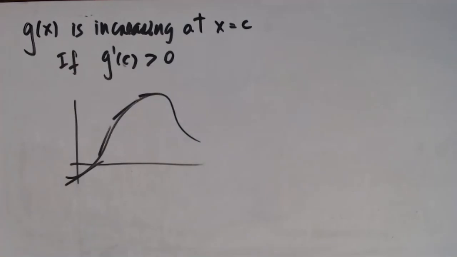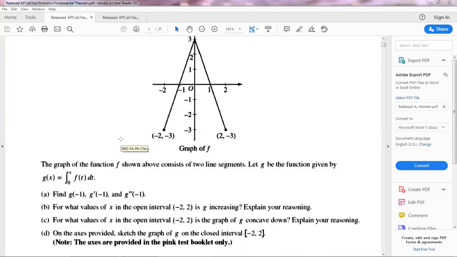Let's go back to the problem. For what values of x on the open interval -2 to 2 is g increasing? Explain your reasoning. Well, isn't it easy? Can you just do it from the graph? From -2 to -1, it's decreasing. From -1 to 0, it's increasing. From 0 to 1, it's decreasing. And from 1 to 2, it's increasing. Yeah, you can do that, but let me just explain.